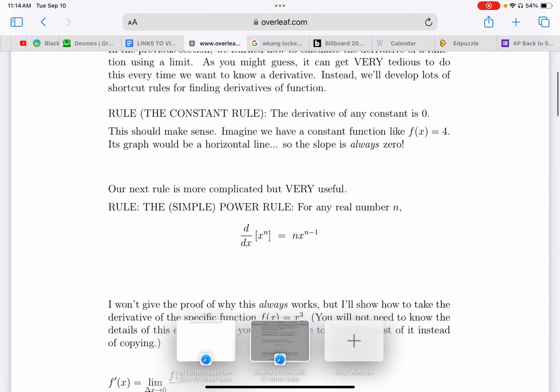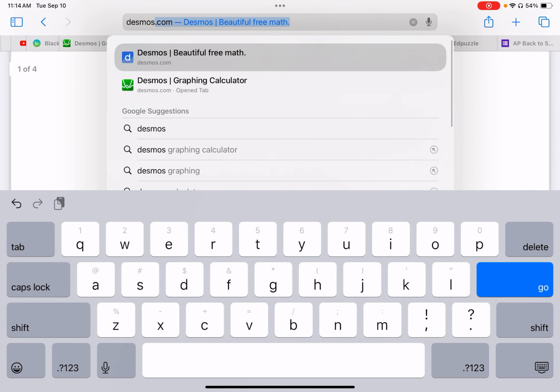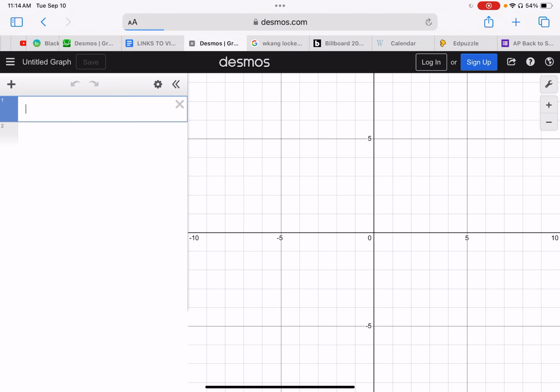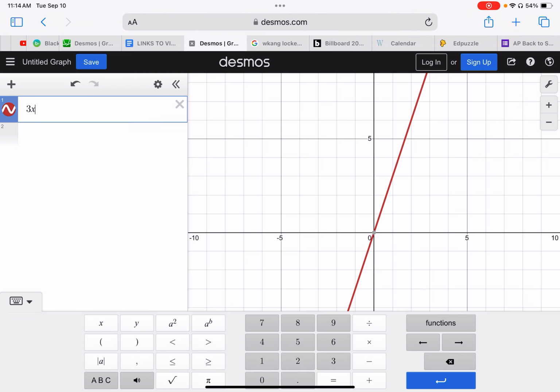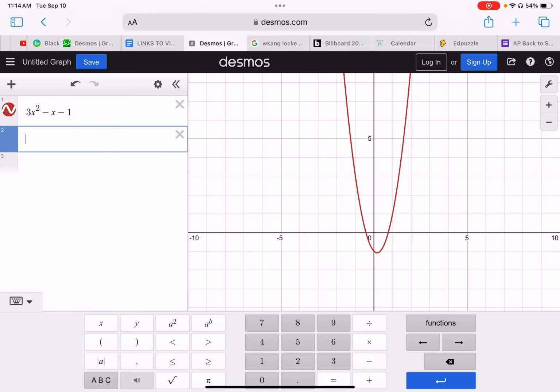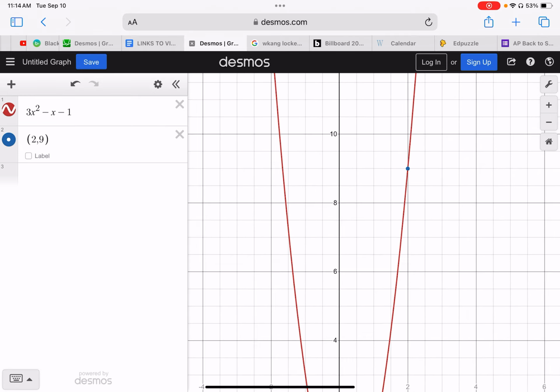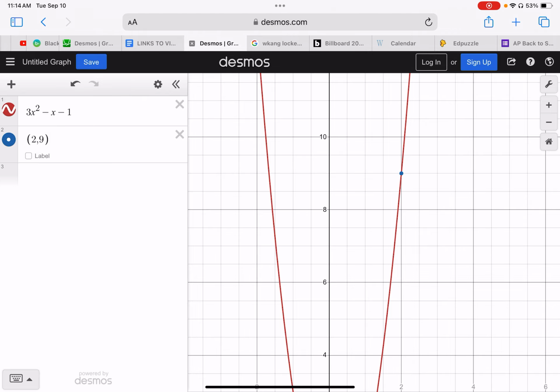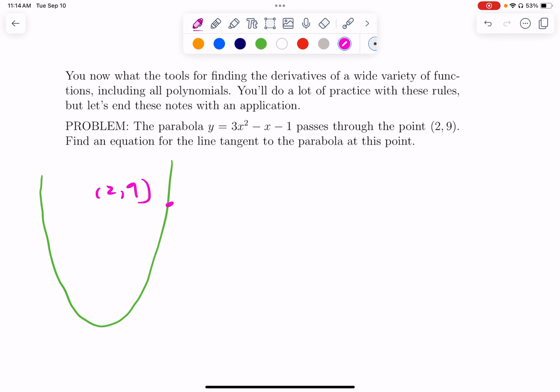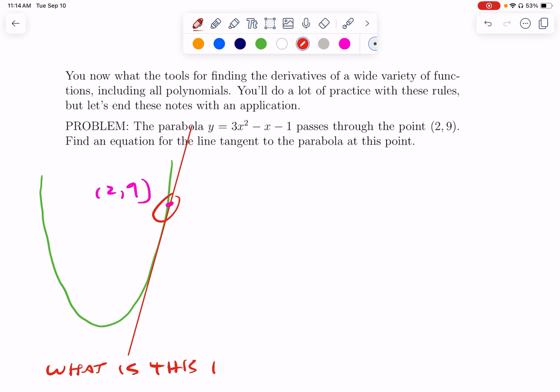Let me see if I can switch to Desmos and just show this to you very quickly. So I believe it was y equals 3x squared minus x minus 1. And we had a point on that graph at (2, 9). Okay, so there we go. We have a parabola, and there is a dot at (2, 9). So suppose I want to know the equation for the tangent line at that point. What is this tangent line?